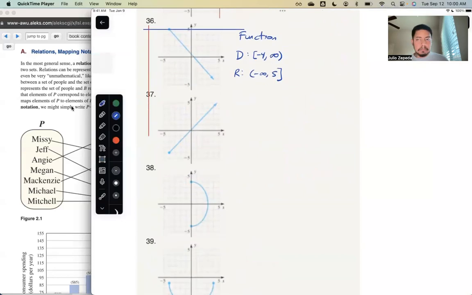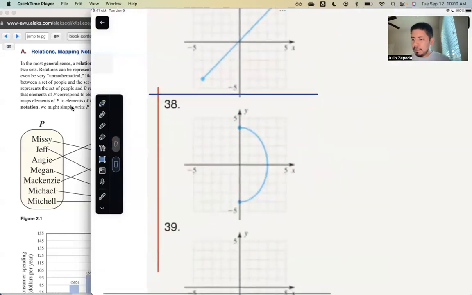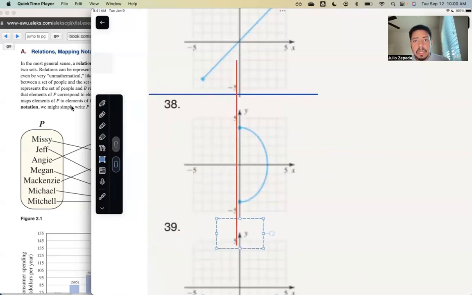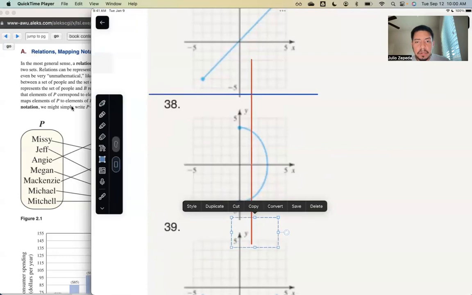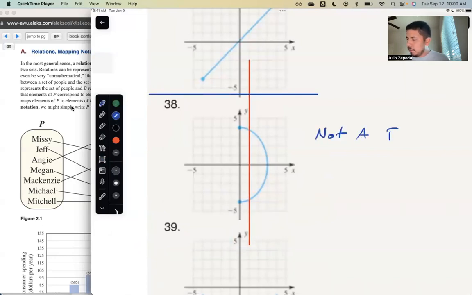All right. Let's take a look at number 38. Is this a function? No. The vertical line crosses more than once, so this is not a function. So we'll write not a function. This is still a relation, because it's still a set of points.